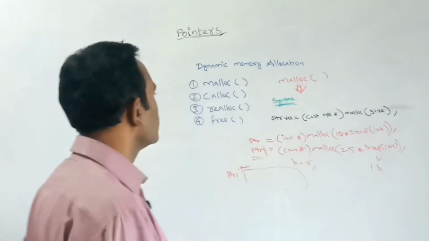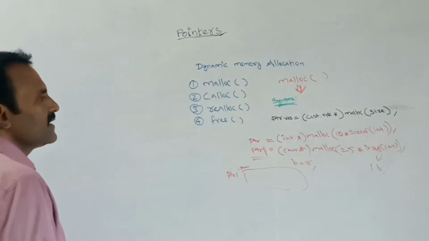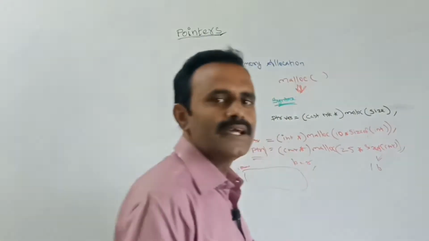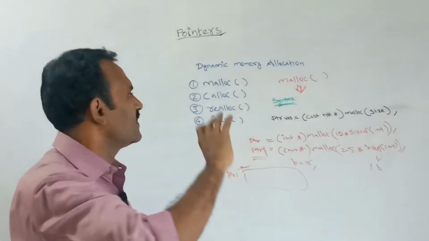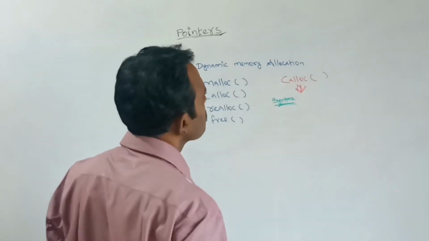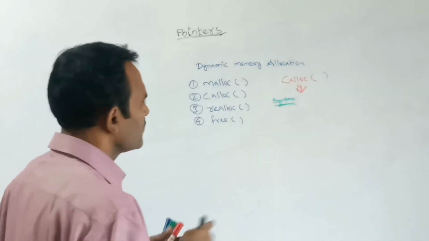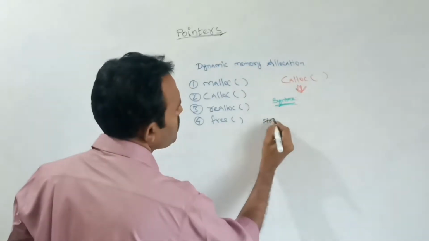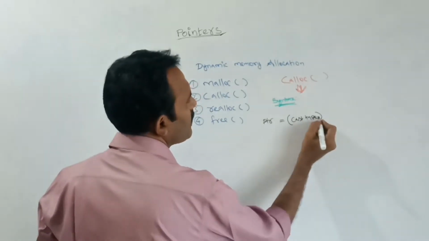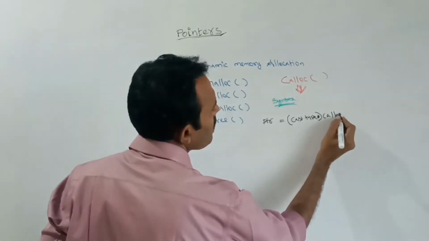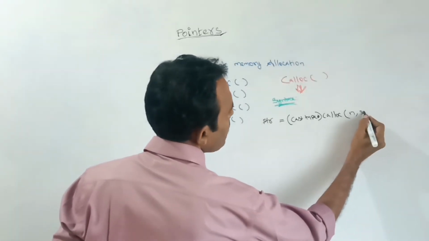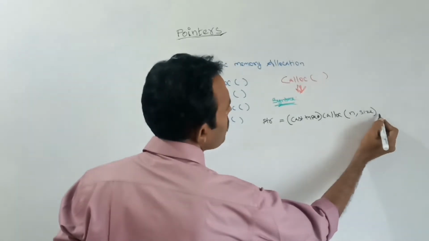Next, let us see about calloc. The main difference is that calloc has 2 arguments and it will initialize the values. That is the main thing, but otherwise both are the same for allocating memory. Syntax for calloc: first the pointer is equal to, next the function name calloc, then the 2 arguments: the first argument is the number of elements, and next the size. We are splitting it into 2 arguments.